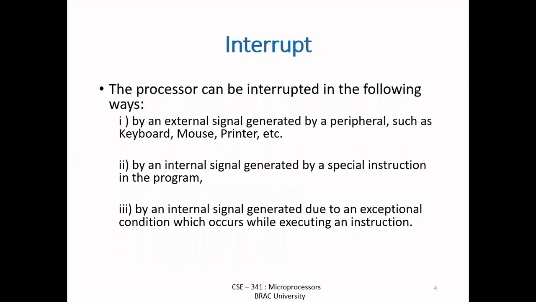The processor can be interrupted in the following ways. It can be interrupted by an external signal generated by a peripheral such as keyboard, mouse, printer, monitor, etc. Again, an interrupt can be caused by an internal signal generated by a special instruction in the program, or by an internal signal generated due to an exceptional condition which occurs while executing an instruction, and I am going to explain these later.